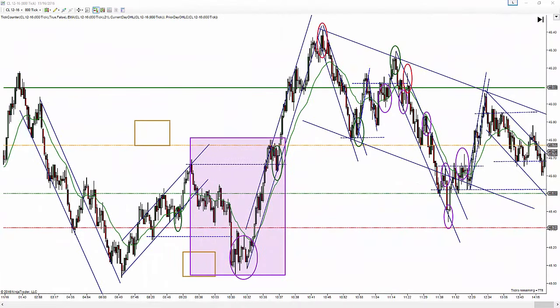Hello, this is Vance, and this is Wednesday, November the 16th, 2016. And these are the CL trades for today using the slow hand method for price action.